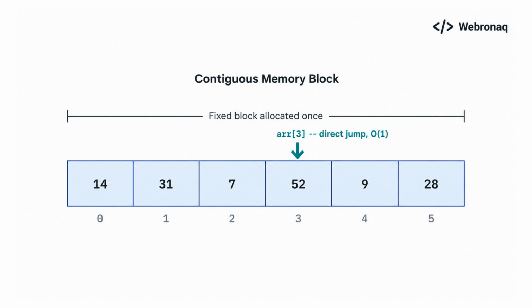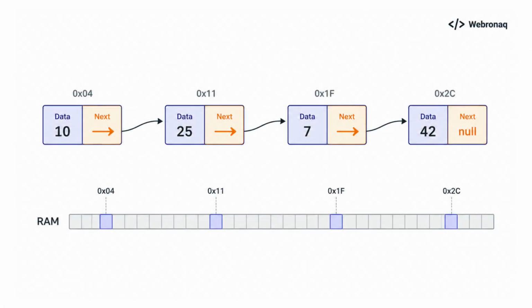And that brings us to linked lists. Alright, now let's look at how a linked list actually lives in memory. And this is where things get really different from what we covered on the previous slide. A linked list is made up of nodes. Each node holds 2 things: the actual data value and a pointer, an address pointing to where the next node lives in memory. That pointer is what chains them together.